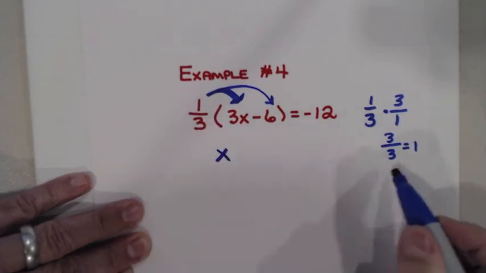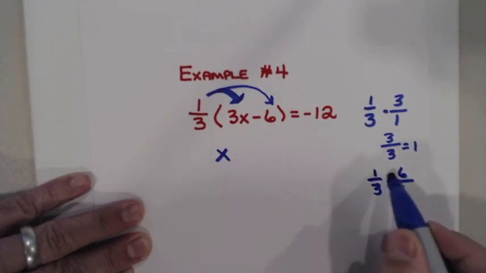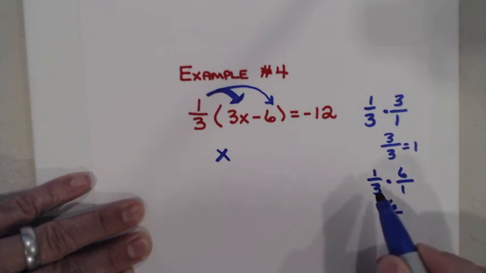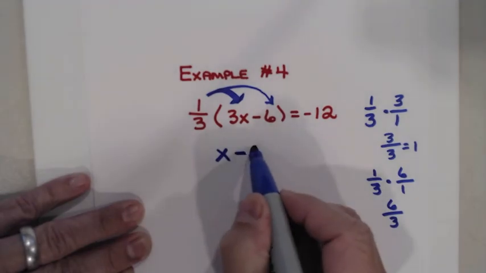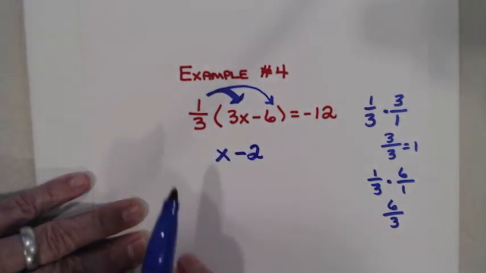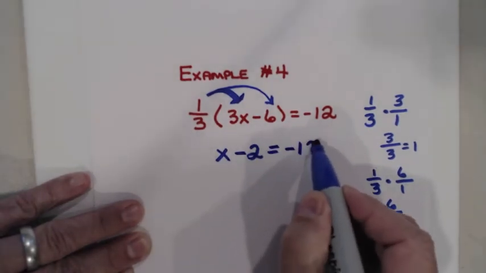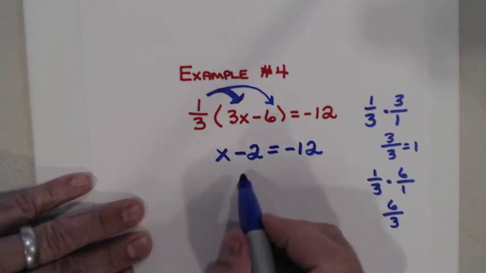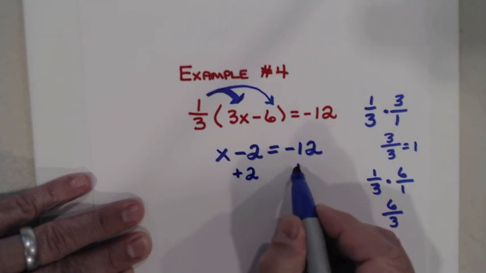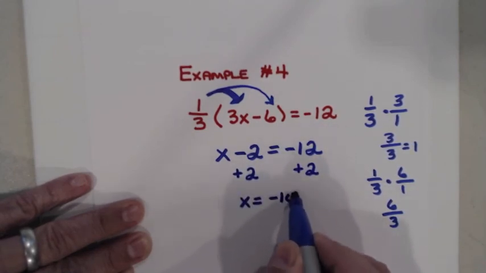1/3 times -6. 1/3 times 6 over 1. 1 times 6 is 6. 3 times 1 is 3. 6 divided by 3 is going to be a -2 since it's a positive times a negative. I bring the rest of my equation down. Again, I need to do the opposite. The opposite of subtracting 2 is adding 2, and I need to do that to both sides. X is equal to -10.